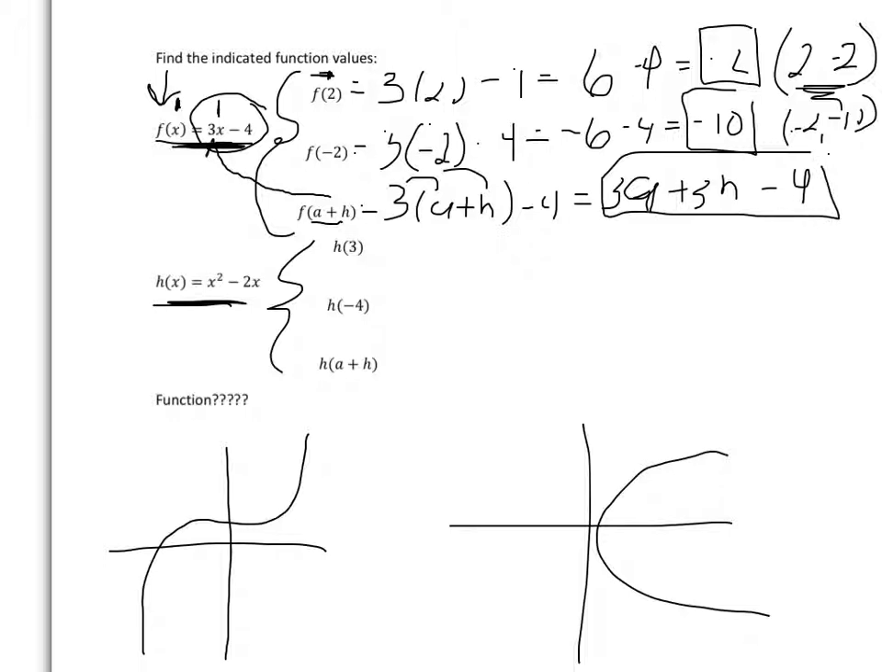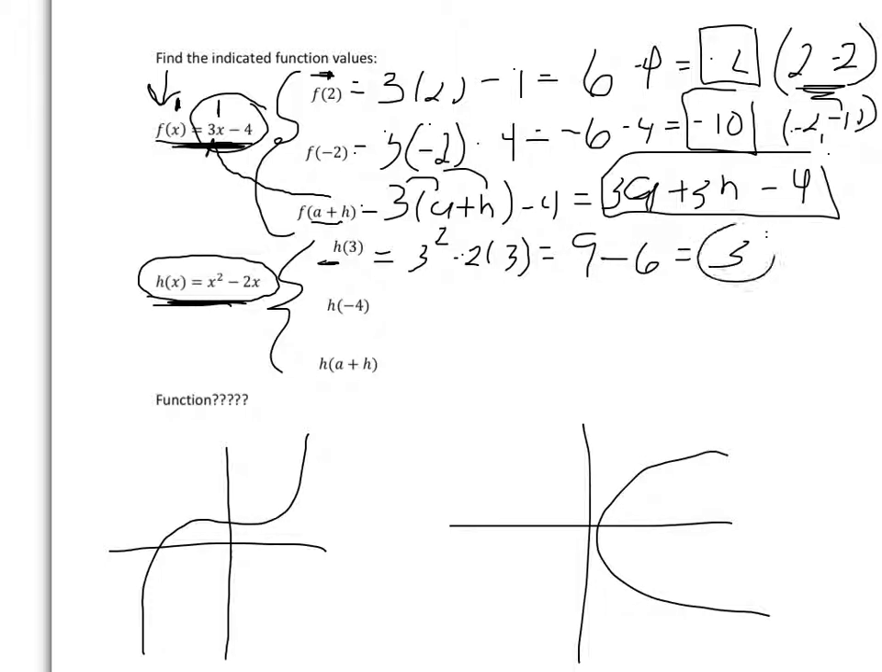Now, the last thing here is we have h of 3, h of negative 4, and h of a plus h. So now, because this h is giving us reference to the h function, we're going to be plugging the x's into this new function right here. So h of 3, plugging it in: 3 squared minus 2 times 3. 3 squared is 9, so we have 9 minus 2 times 3, which is 6. 9 minus 6 is 3. That is, h of 3 is 3.